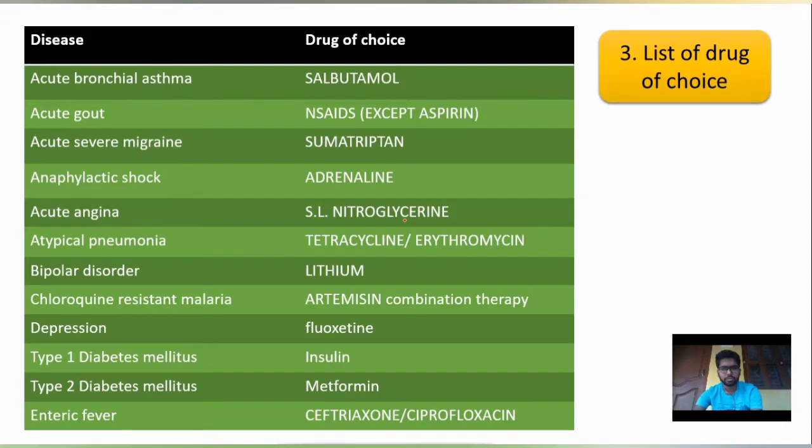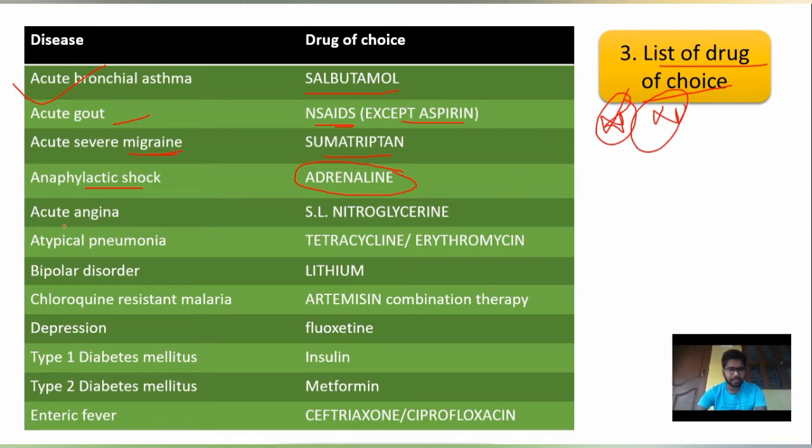Coming to the next important table, the list of drugs of choice. It is also very important. The first disease is acute bronchial asthma, and the drug of choice is salbutamol. Then acute gout, NSAIDs are the drug of choice, except aspirin. Then acute severe migraine, sumatriptan is the drug of choice. Then anaphylactic shock, the drug of choice is adrenaline. All these are very important.